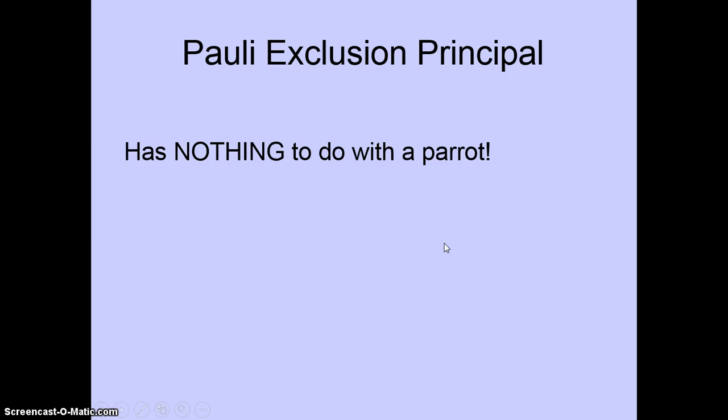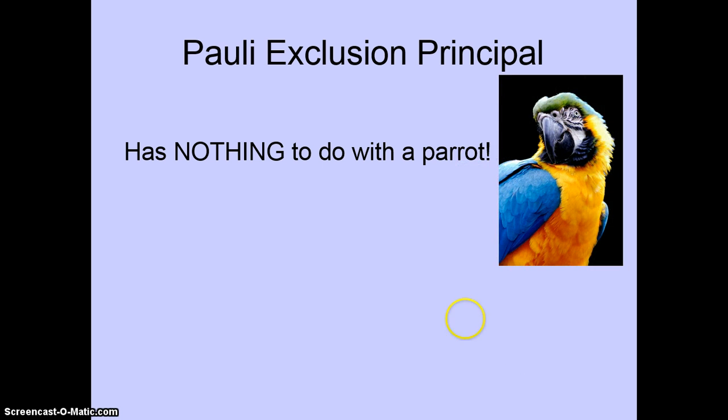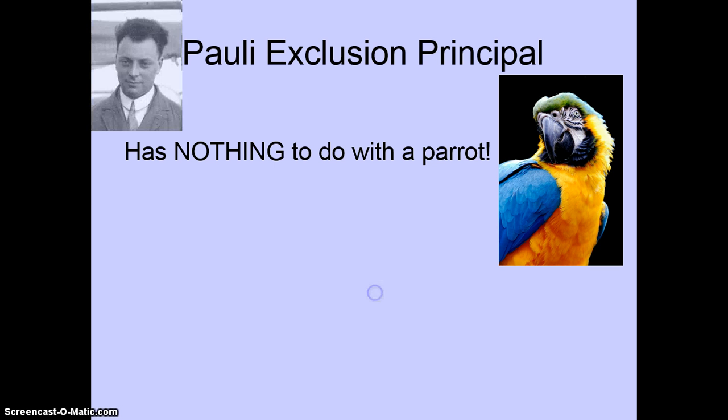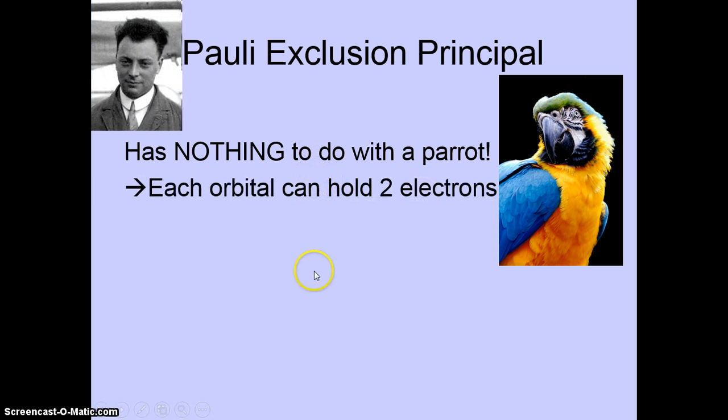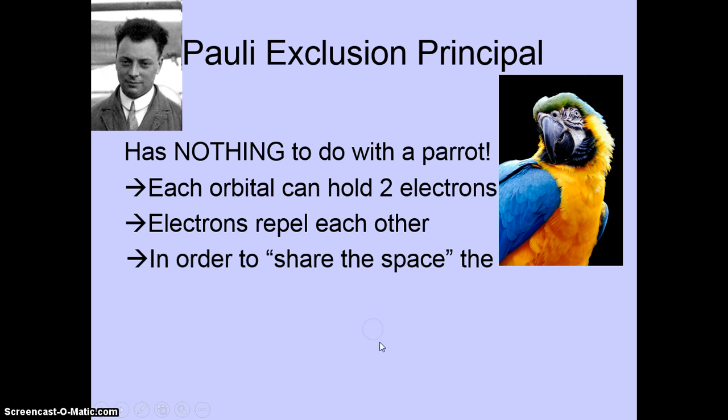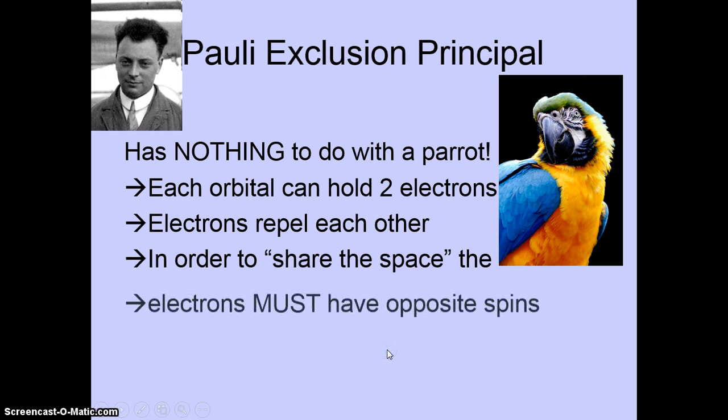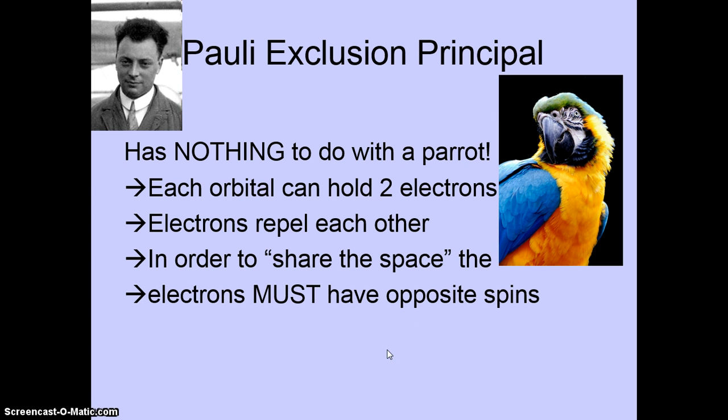The last thing we're going to cover today, and I know this is a lot of information, is Pauli's exclusion principle. And Pauli is not a parrot, has nothing to do with a parrot, like Pauli want a cracker. This is who Pauli is, and he says each orbital can hold 2 electrons, and the electrons repel each other. So in order to share the space, the electrons must have opposite spins instead of the same spin. So one will spin clockwise and one will spin counterclockwise.